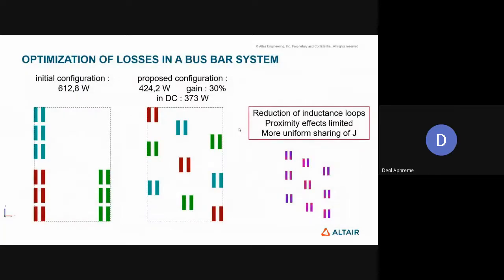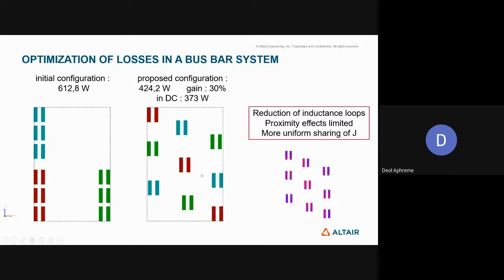So like I was saying before, the bus bar configuration is very, very important. As you can see here, the initial configuration was as such on the left hand side, a very classical configuration, nothing special, nothing different about it. But the losses were somewhere around 602.8 watts in this configuration itself. By using HyperStudy and setting the boundary limits of the design, you are able to reduce the losses to 424.2 watts, with a gain of around 30%.